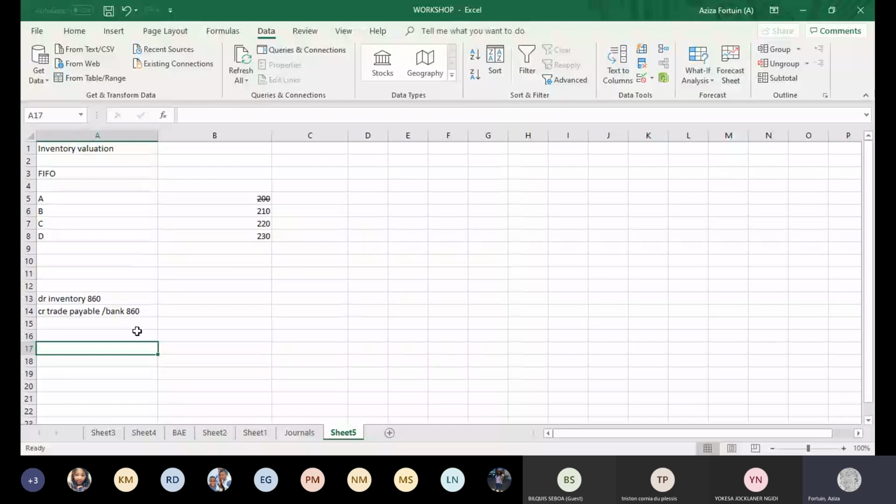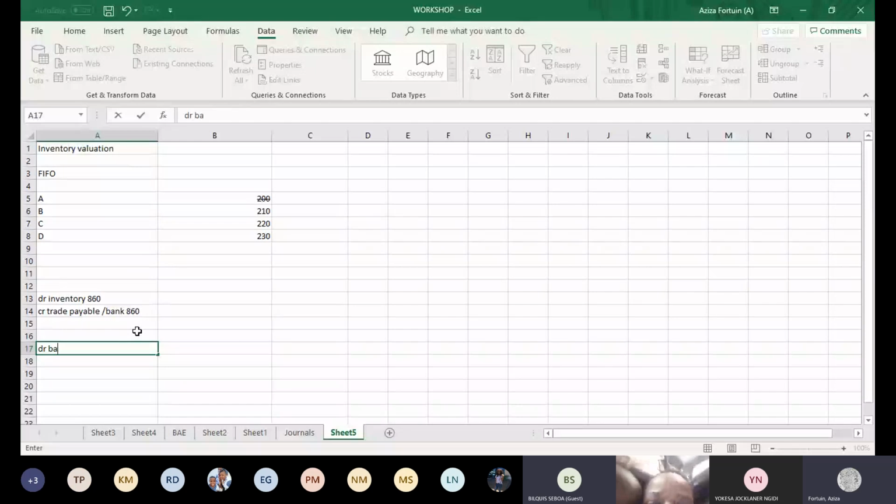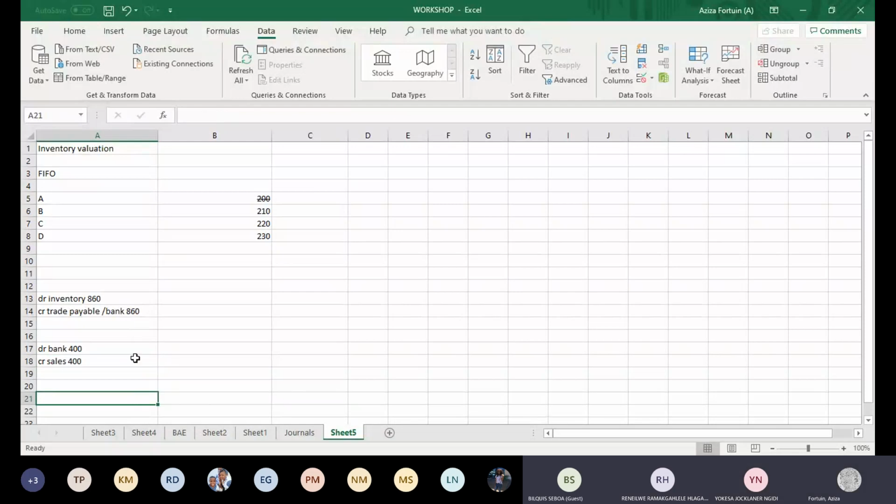Okay, so the next transaction that we're going to do would be on the sale of the doll. Yes. So debit bank with 400. And then you credit sales with 400 as well. Okay, but because this is a perpetual system, there would be 4 transactions. So what would be my other transactions?